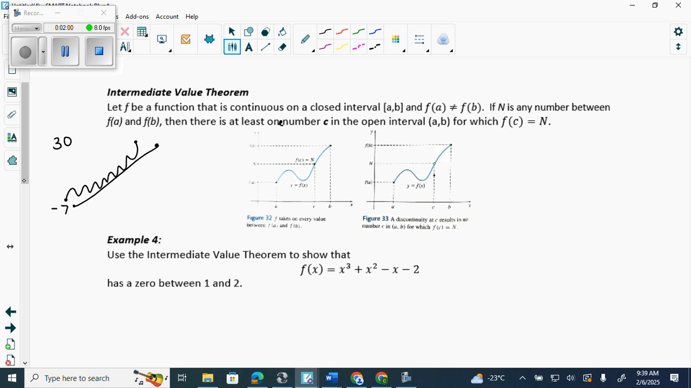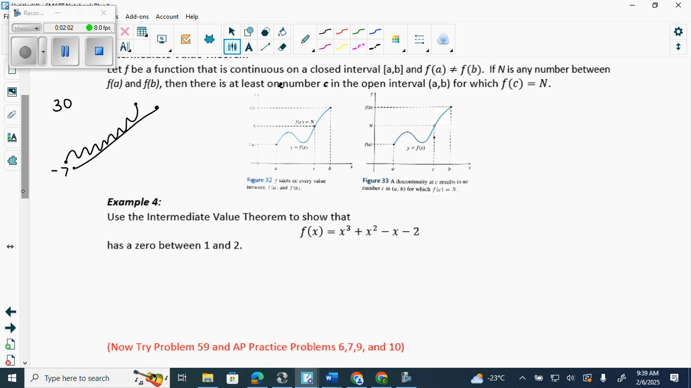So this one says, use the intermediate value theorem to show that f of x equals x cubed plus x squared minus x minus 2 has a 0 between 1 and 2. This is not a hard thing to show. A 0 is just an x-intercept, correct? What's the y value of an x-intercept? 0. So I need to show that this graph, x cubed plus x squared minus x minus 2, has an x-intercept, y equals 0, between 1 and 2.